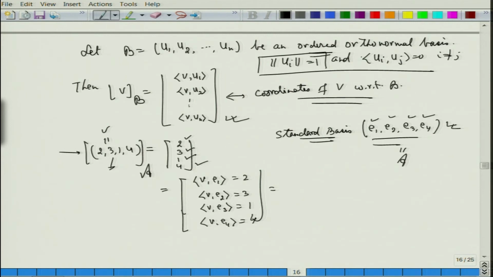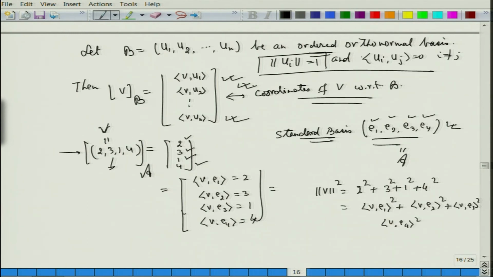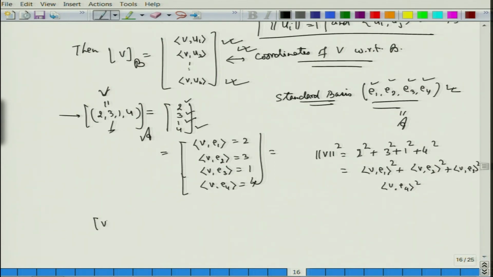What we are saying here is that forget about E1, E2, E3, E4. If you have any ordered orthonormal basis, then a similar thing can be done, fine. Is that okay? That's one thing. Second thing was, if I want to find the length of the vector V, the length of V square was nothing but 2 square plus 3 square plus 1 square plus 4 square, which is the same as V comma E1 squared plus V comma E2 squared plus V comma E3 squared and V comma E4 squared. This is also possible here. So even with respect to this B, I still have that it is a summation.